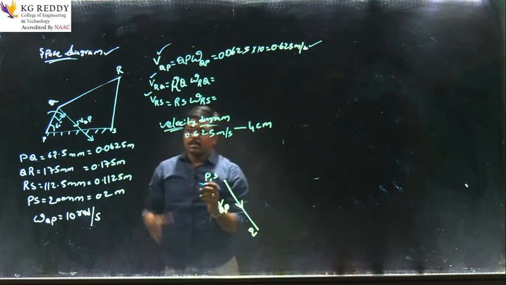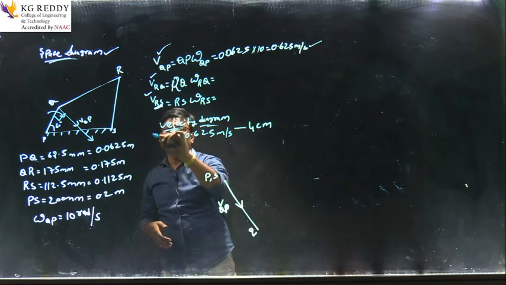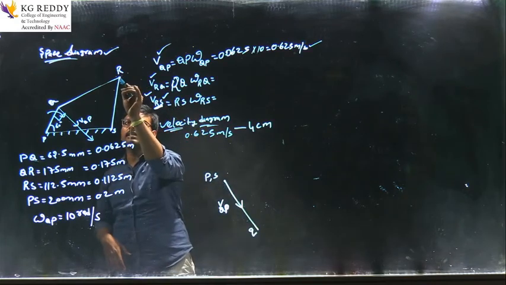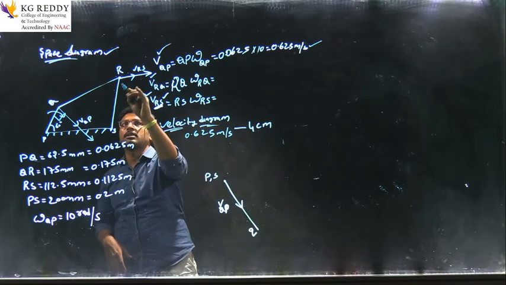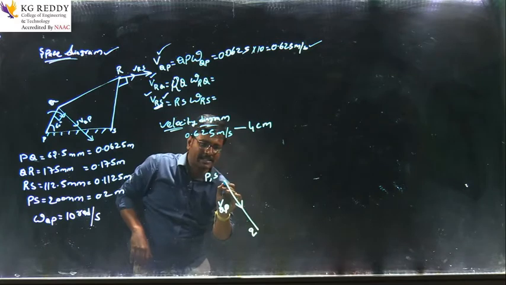So first I have to draw here the velocity of R with respect to S. Because it is a fixed link, I will take a perpendicular to the velocity of R with respect to S. So this is a perpendicular, and I am taking it here. That is, this is the point S, right?